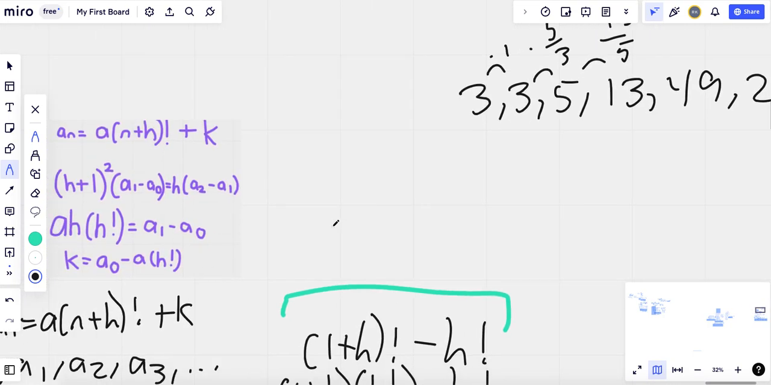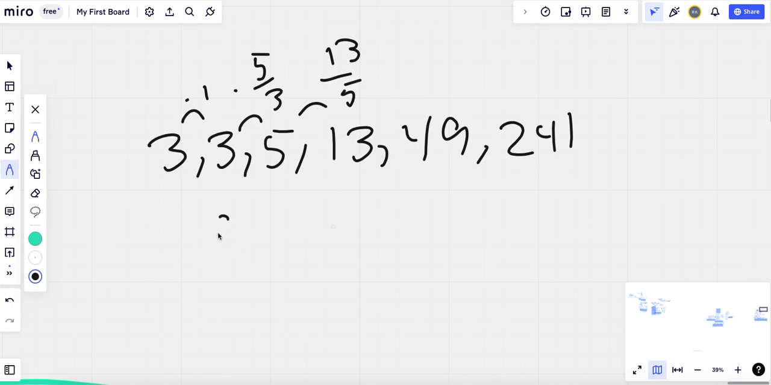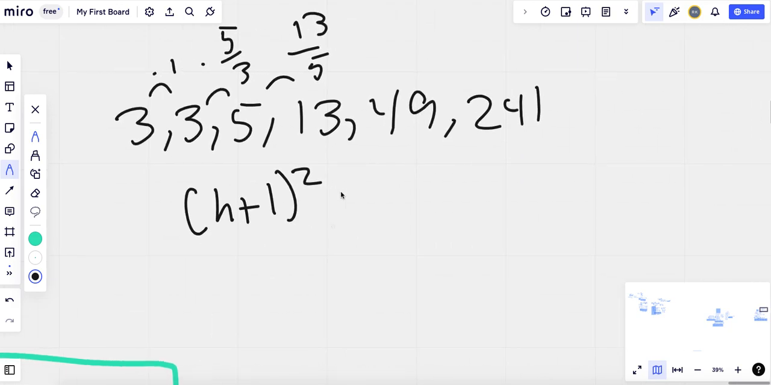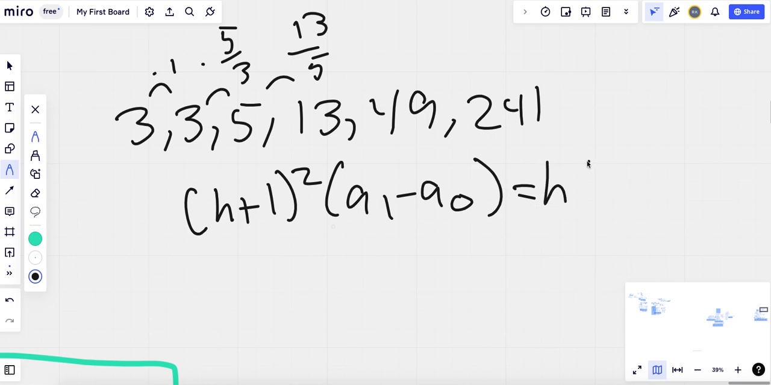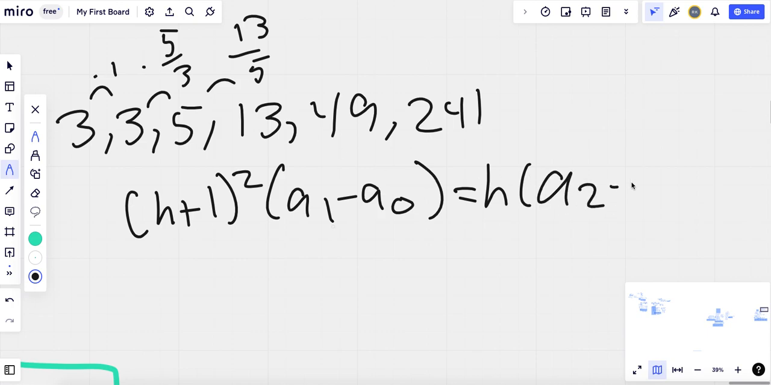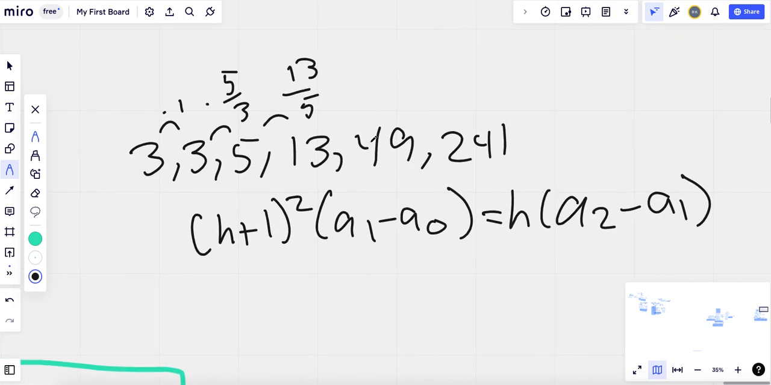So let's do that. And let's use our final formula here. This is what we just derived. And now we plug in the numbers. And if we do that, here we're going to get a1 minus a0. So that's 0. So we have 0 is equal to h times a2 minus a1.